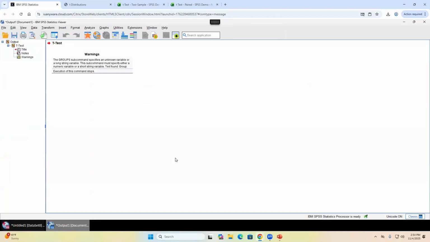And SPSS gives us this. So I was wondering if this version of SPSS wouldn't do this. I'm glad I ran this just in case you come up with this yourself. So this is an error. And basically what it's saying is that the group subcommand specifies an unknown variable or a long string variable. This subcommand must specify either a numeric variable or a short string variable, text found group. What that means basically is that the name that we gave to one of the samples in our groups is too long.